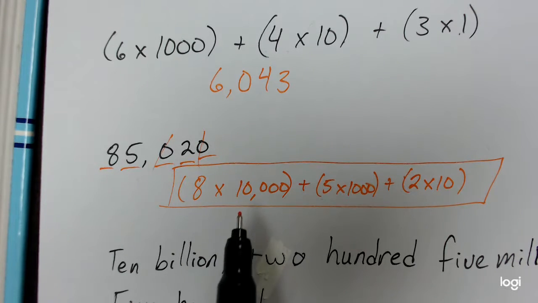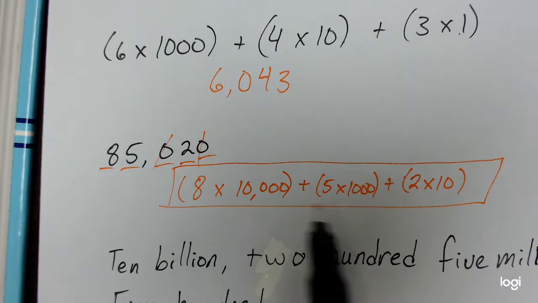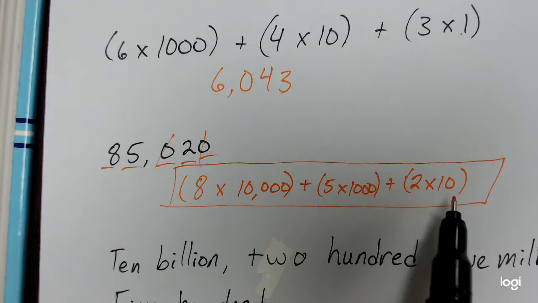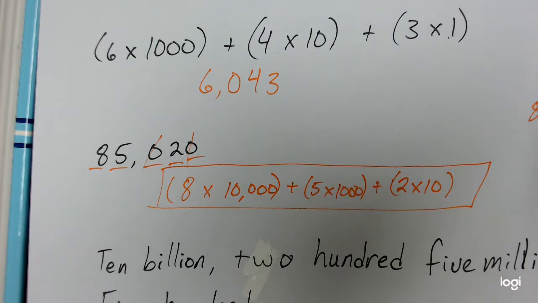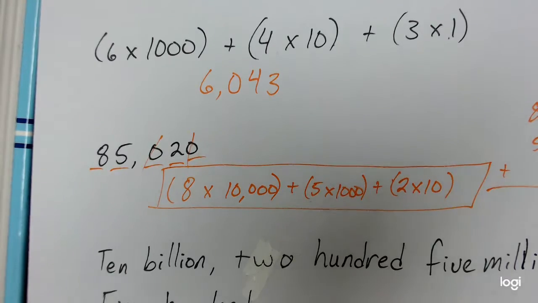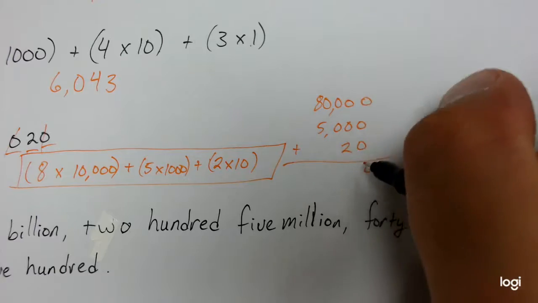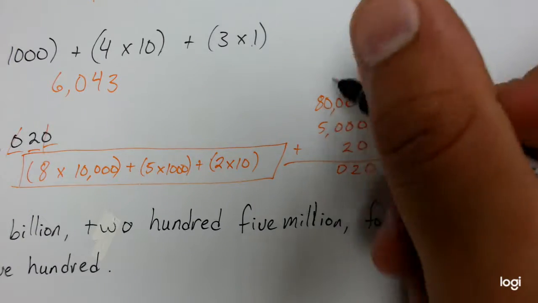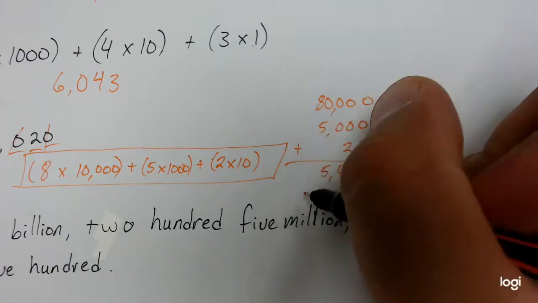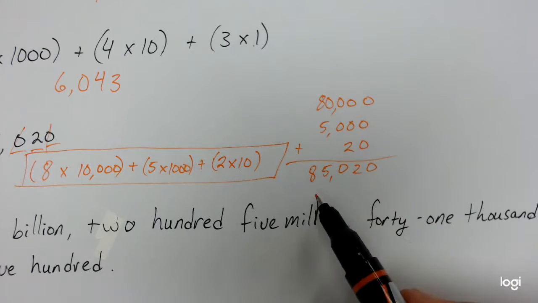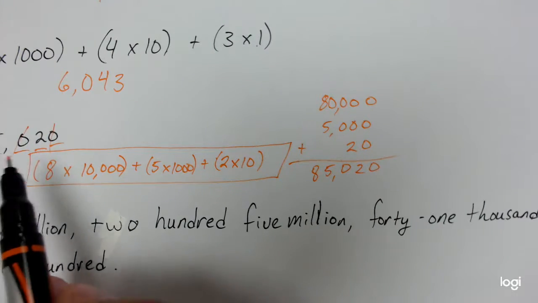Now the logic behind this is that if I were to take this number, 8 times 10,000, 80,000, and then I add 5,000, and I add 20, well, let's see here. What's 80,000 plus 5,000 plus 20? If I add all of those up, what do I get? The zeros make 0, 0 and 2 make 2, zeros make 0, 0 and 5 makes 5, and then 8 and nothing makes 8. So then I get 85,020, which is the original number we started with.